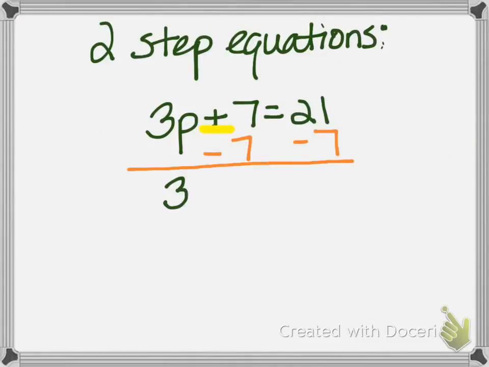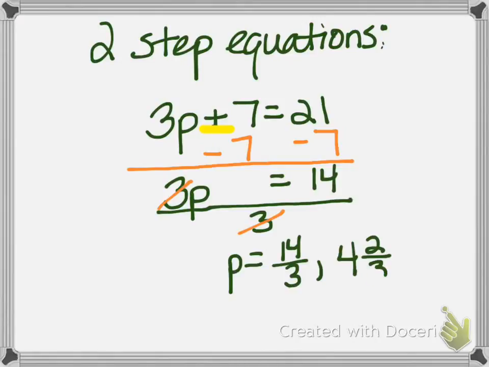Now we're going to do two-step equations. In this, we have 3p plus 7 equals 21. First, get rid of the whole number. In this instance, it is positive 7. Add its opposite, which is negative 7. 7 plus a negative 7 leaves you with nothing. But make sure again that you do it to the other side. 21 plus negative 7 leaves you with 14. Then solve as you did before. 3p equals 14. Divide each side by 3. P is equal to 14/3, which simplifies to 4 2/3.